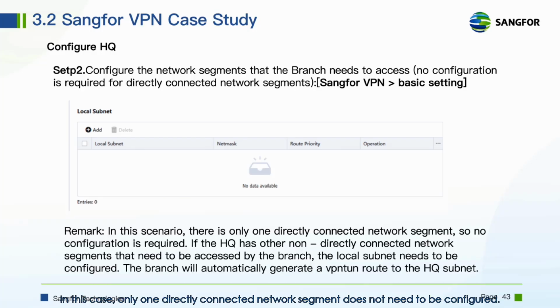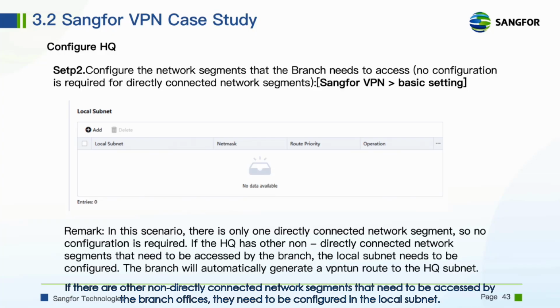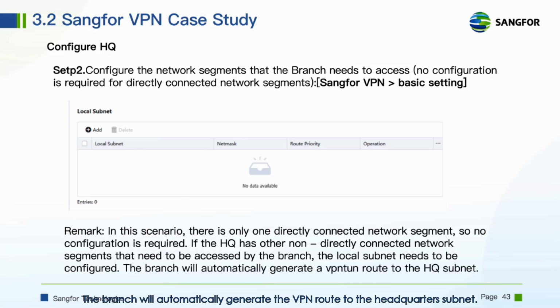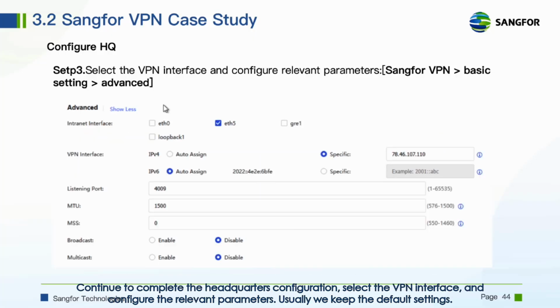In this case, only one directly connected network segment does not need to be configured. If there are other non-directly connected network segments that need to be accessed by the branch offices, they need to be configured in the local subnet. The branch will automatically generate the VPN route to the headquarters subnet. Continue to complete the headquarters configuration, select the VPN interface, and configure the relevant parameters. Usually, we keep the default settings.